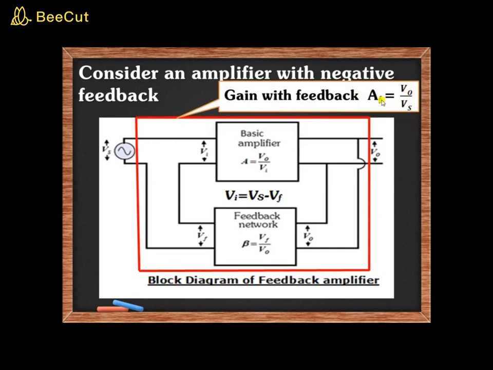One more time, whenever I write F in the subscript of any characteristic, you should treat it as with feedback. If there is no F, then it is without feedback. Here A is the gain of an amplifier without feedback, or open loop gain. Here AF is the gain of an amplifier with feedback.